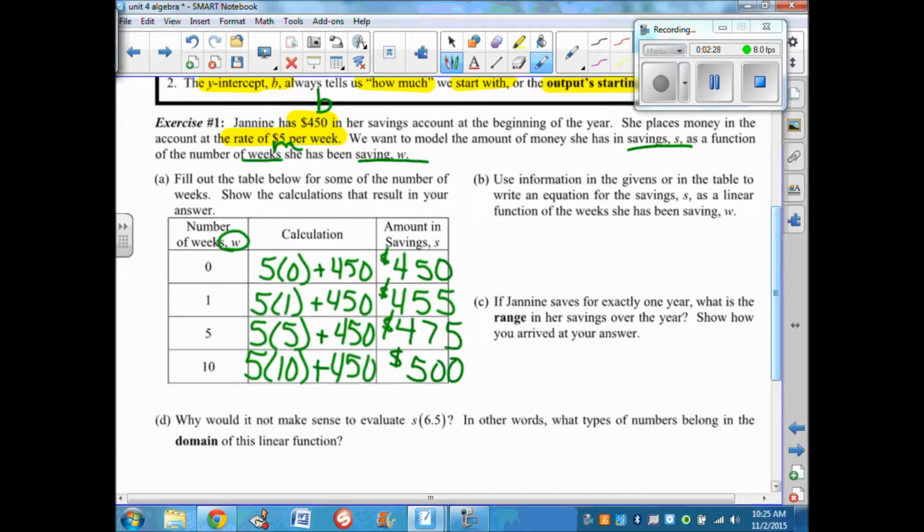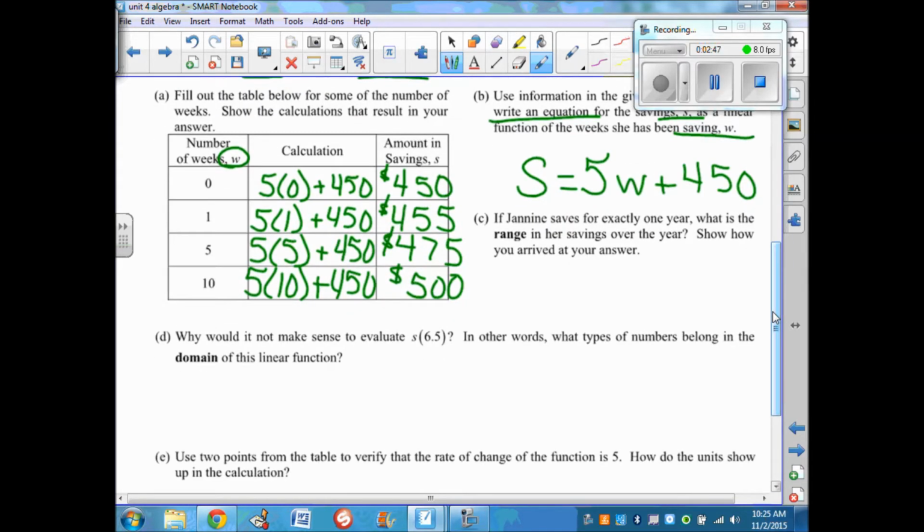So use this given information or the table to write your equation for her savings S as a linear function of the weeks W. Well, in order to do our calculations, we know she's adding $5 per week plus what she started with.